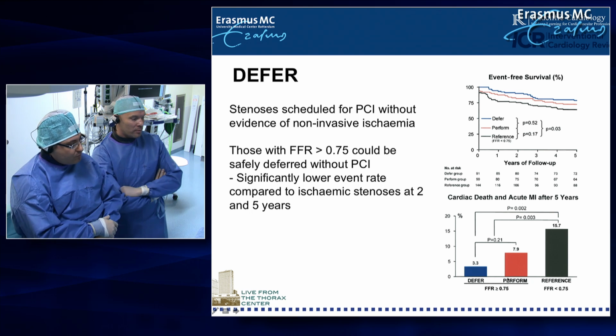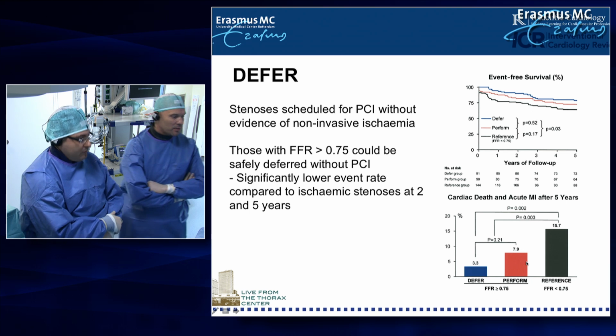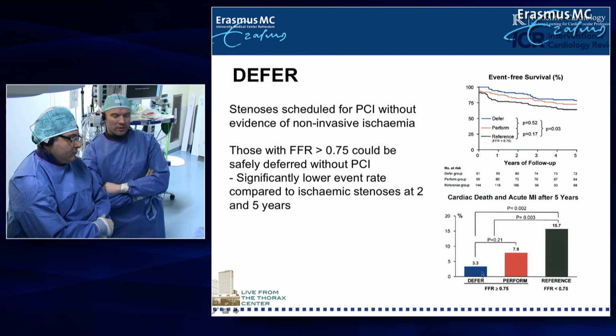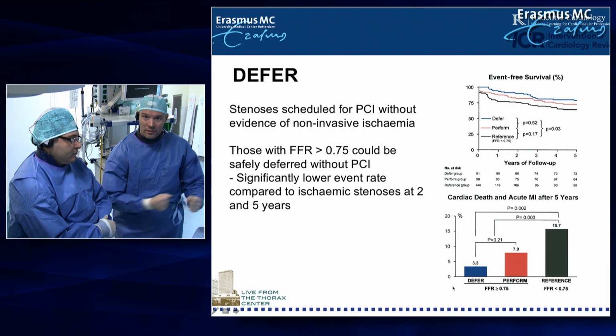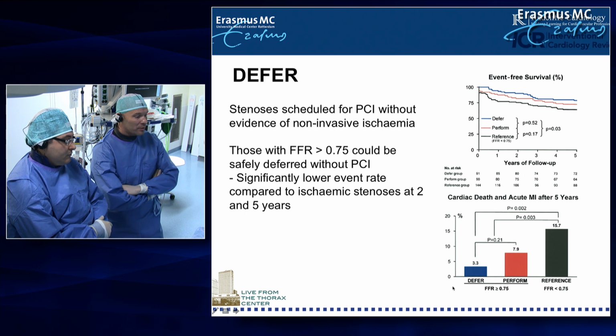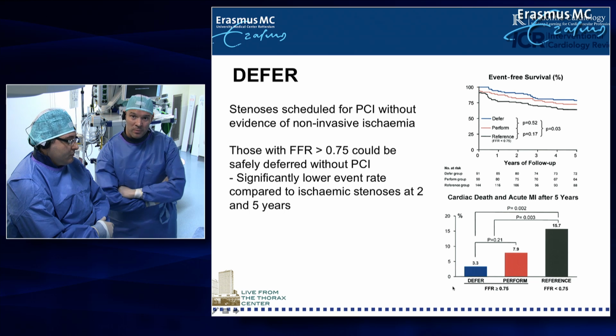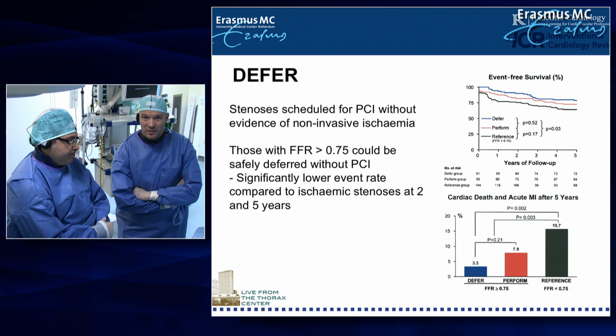I think it's clear from the graph on the right lower side, where you see in blue that if you defer an anatomically significant lesion determined by a stenosis above 50%, but the FFR is above 0.75, you only have a 3% rate of MI at 5 years.